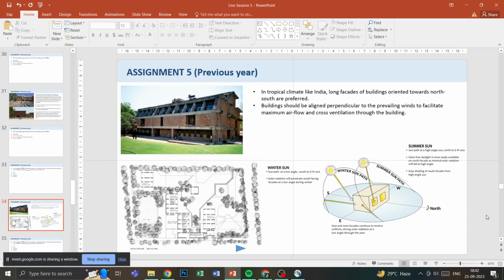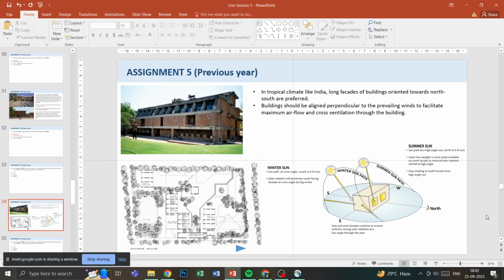But why it was done, I'll just quickly explain. So in tropical climates like India, long facades of buildings are usually oriented towards north-south. Why it is done is because I have added this image also below. So when you have the longer facade towards north and south, because north does not get any direct sunlight, especially in India, we only get indirect diffuse light.